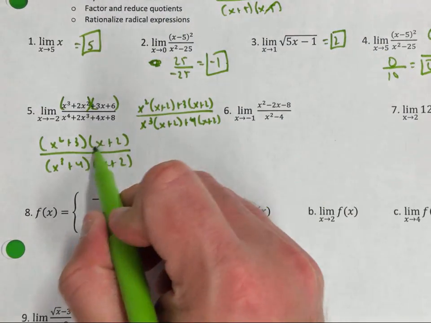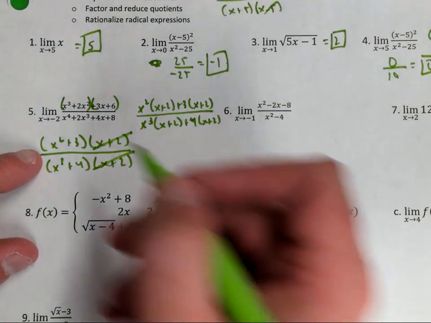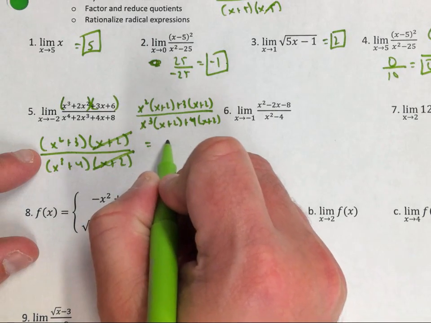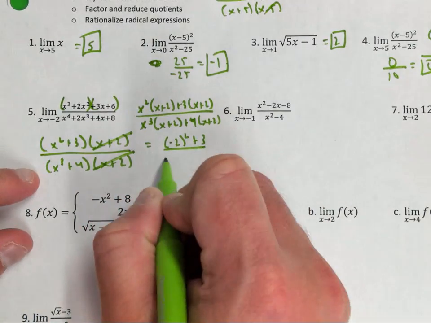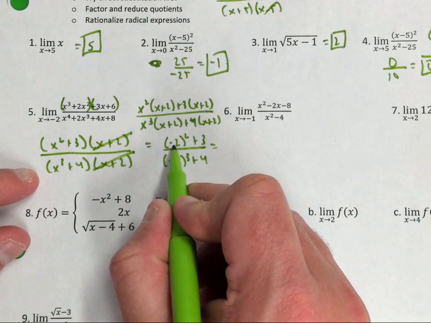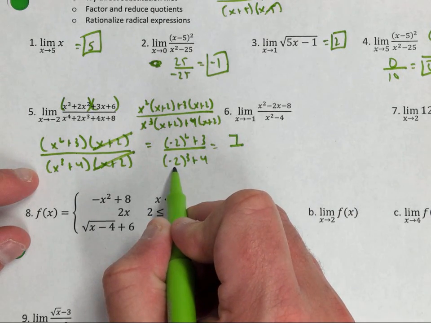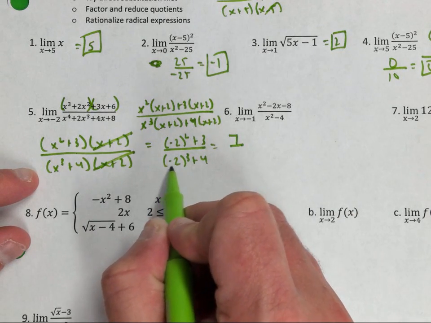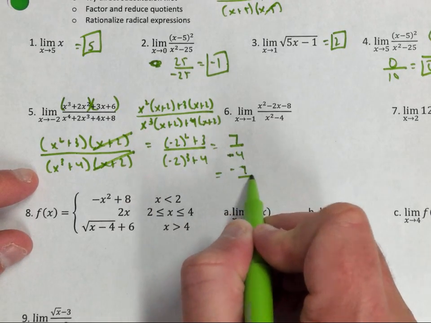I can cancel out my x plus 2. Now I'm going to try direct substitution again. I'm going to plug negative 2 in here. Negative 2 squared is 4. 4 plus 3 is 7. Negative 2 cubed is negative 8. Negative 8 plus 4. I didn't get 0, so I'm good. Negative 8 plus 4 is negative 4. So your answer is negative 7/4.